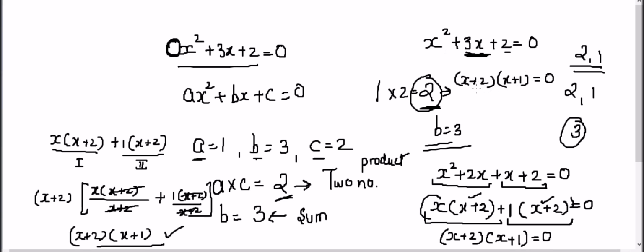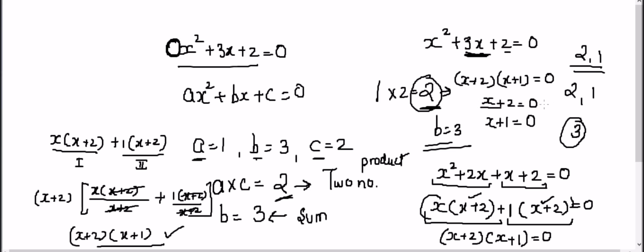These are now two terms. Definitely they are in terms of x, but they are two terms. And if the product of two terms is 0, it implies that either of the terms is 0 or both can be 0. So I'll equate these to 0. So x plus 2 equals 0 and x plus 1 equals 0.